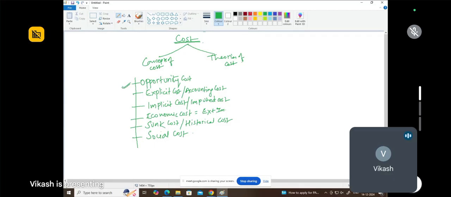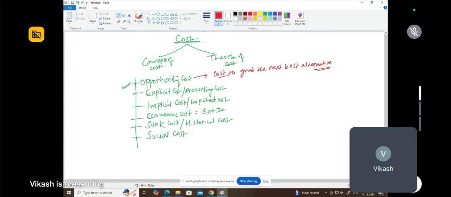So what is opportunity cost? The statement is very simple and we can use it in any aspect of life. Opportunity cost is the cost to achieve, to grab the next best alternative. Whatever cost you pay to grab the next opportunity, the next alternative, that cost is known as opportunity cost.